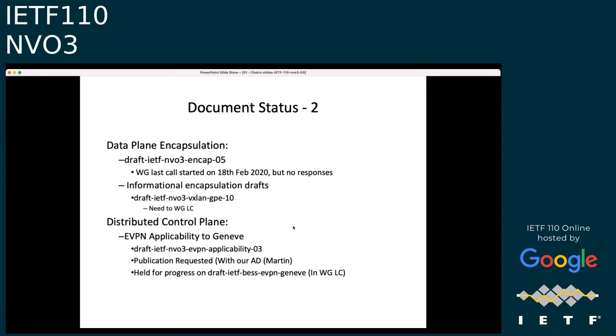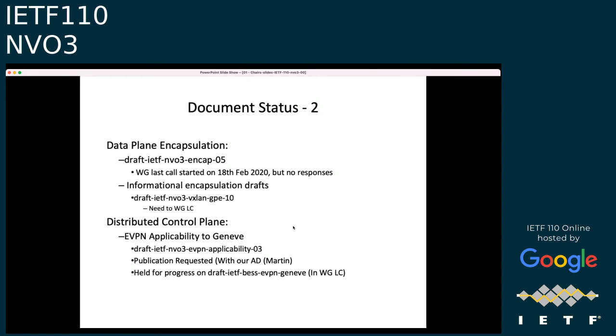We also have an encapsulation draft, draft-ietf-nvo3-encap, that I think was the one that describes the output of the encapsulation design team. We did try and last call that last year, and didn't get a lot of responses on the list. We did at some point promise that we would try to publish that document. And we felt that as a working group, it was valuable at the time to publish it as really a way of documenting the experience of one working group in picking an encapsulation when there were multiple candidates on the table.